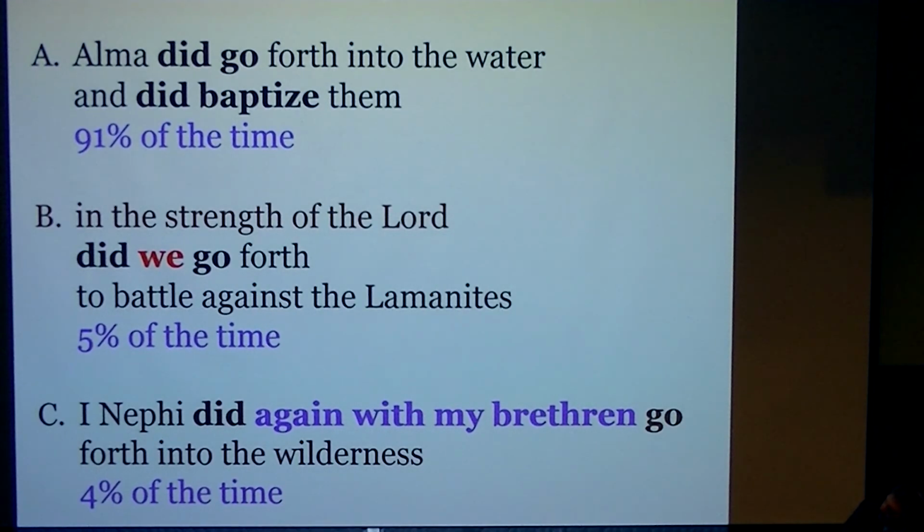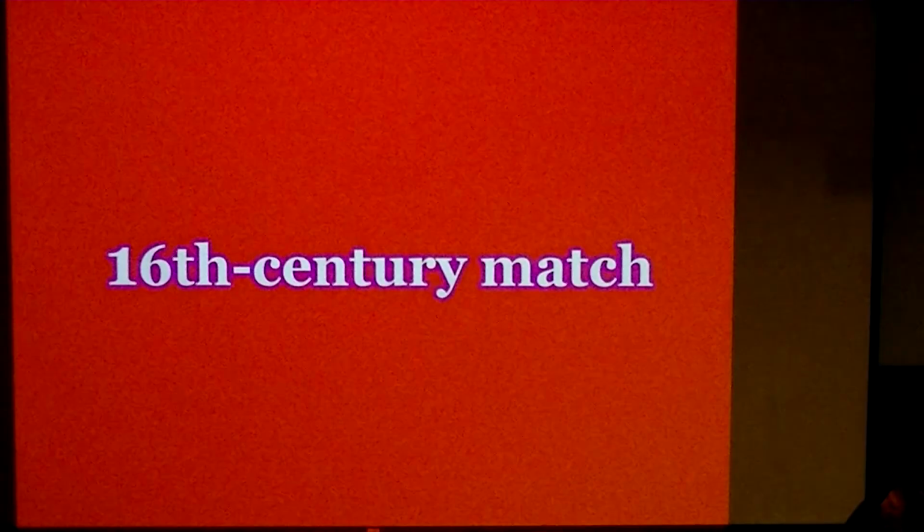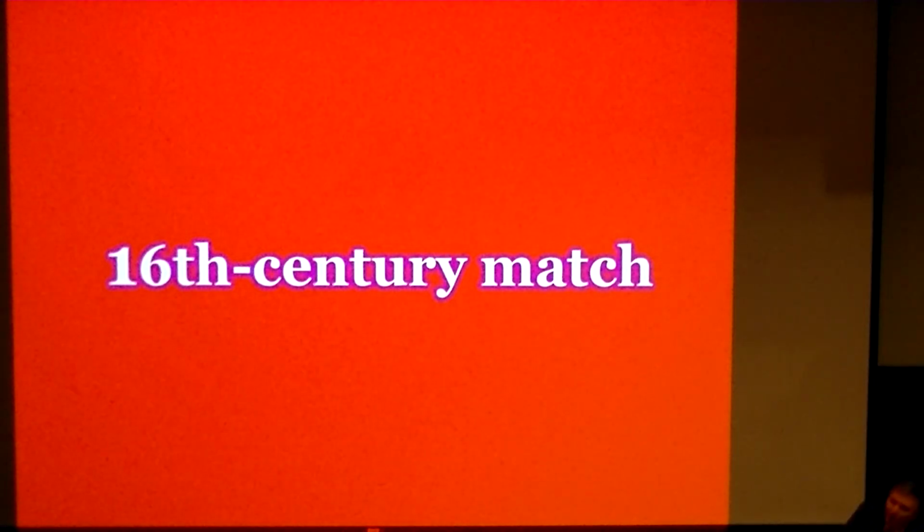The B type there is the one that increases over time in English. Only in the 1500s do you get very low levels of that and C. And so the Book of Mormon is a good 16th century match at a deep syntactic level.